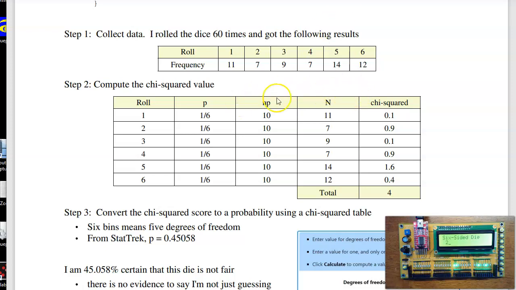What this does is I take the expected number of 1s through 6s. If it's a fair die, they should all be the same. This is the actual number of 1s, 2s, 3s, and so on. The chi-squared score is the difference squared, so it's (n minus np) squared, divided by np. So 1 squared divided by 10 is 0.1, 3 squared over 10 is 0.9, and so on. Take all these, add them all up. I get the chi-squared value.